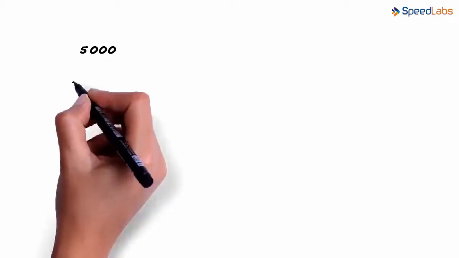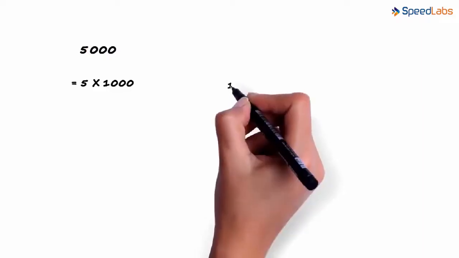Consider a small number first, say 5,000. Let's look at a different way to write it. We can also write it down as 5 multiplied by 1,000. In this step, we just separated the zeros from the number. Now we should try to write this number in the exponential form.